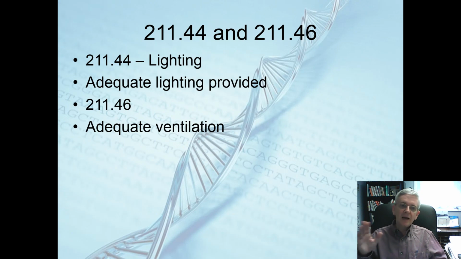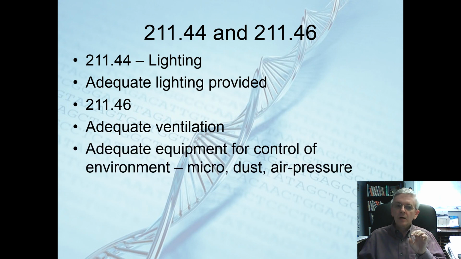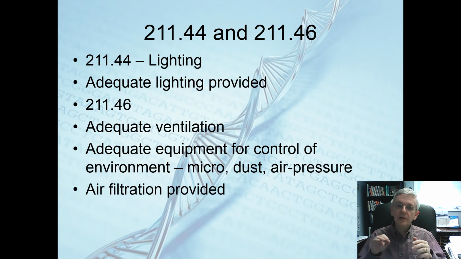211.46 talks about adequate ventilation, that it is there adequately enough to control the environment to the process or product that you're making, whatever it is, micro controls, dust controls, pressure controls, that everything is controlled to control the product, to deliver a product that is pure, safe, and effective at the end. And the last thing here is air filtration is provided. Whatever level that's needed, you define it, understand why it is that you have that level of control in place, and that you meet those requirements.